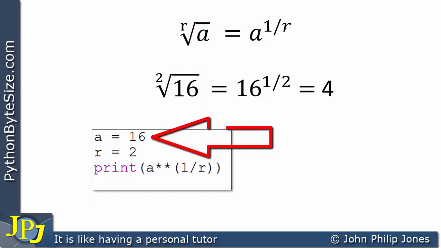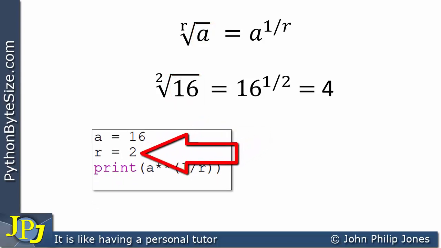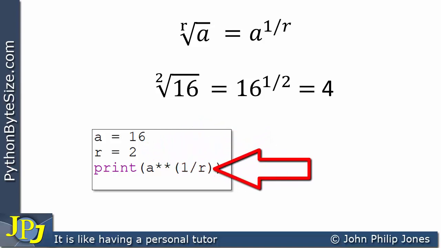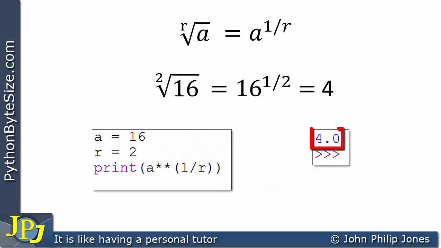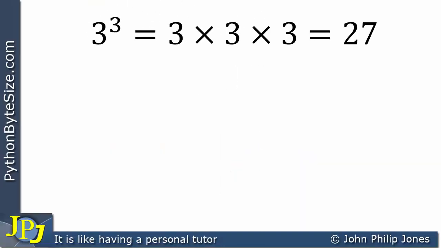And there you can see I'm letting a equal 16, r is still equal to 2, and this is the same calculation. So if I run the program, what we can see we get is 4, showing us that this formula here, which is what I'm effectively placing here, allows us to find the square root of a. And what we need to know is r, which we can take from here, telling us that it is going to be the square root in this case. We've just dealt with finding the square root.